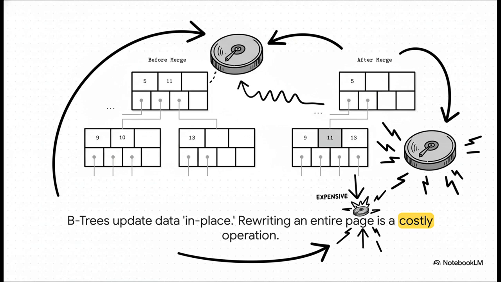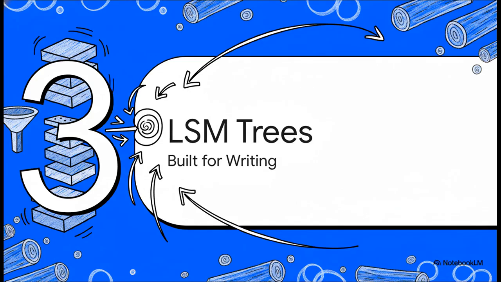Then it makes the tiny change, and then it has to write the entire page back to the disk. That whole process is called write amplification, and it's a crazy expensive operation. A real performance killer if you're doing a lot of writes. So all that overhead for writing created an opening for a new contender. A completely different approach, built from the ground up for one thing and one thing only.